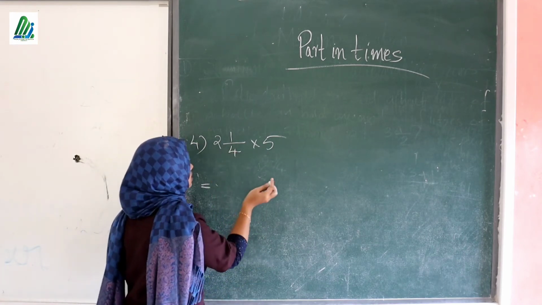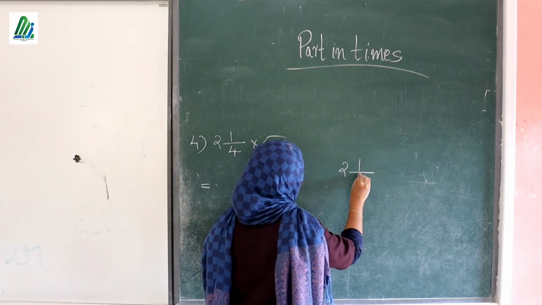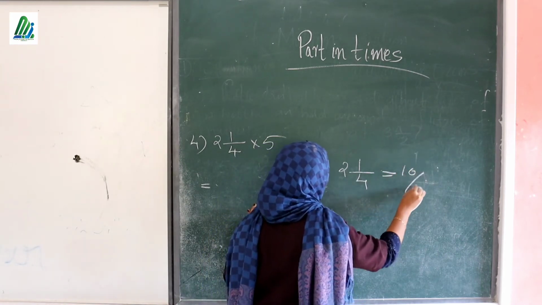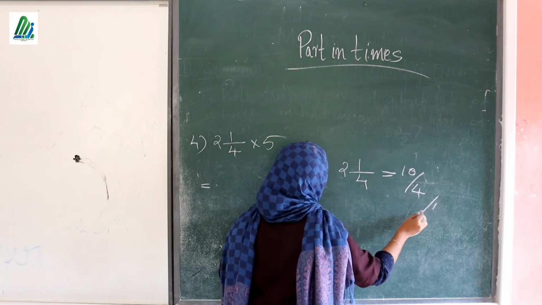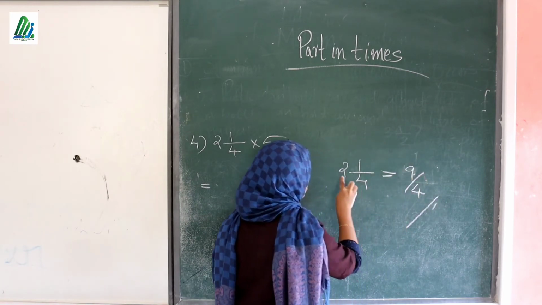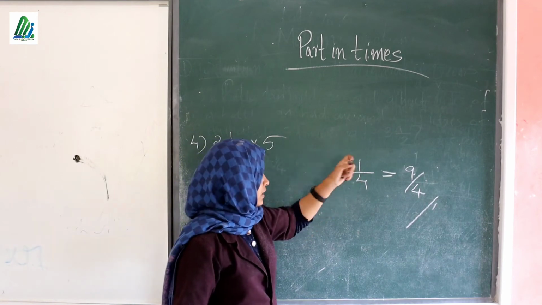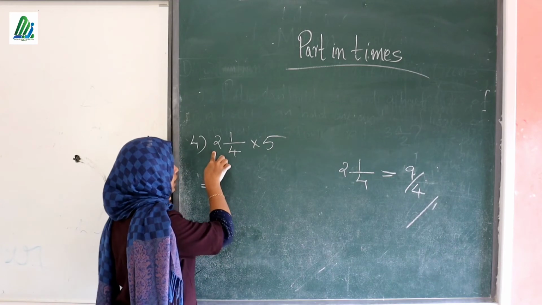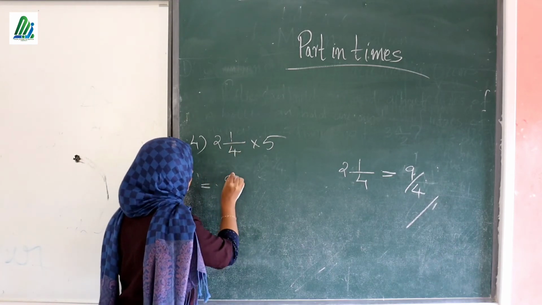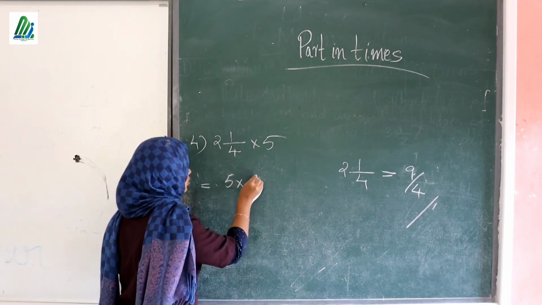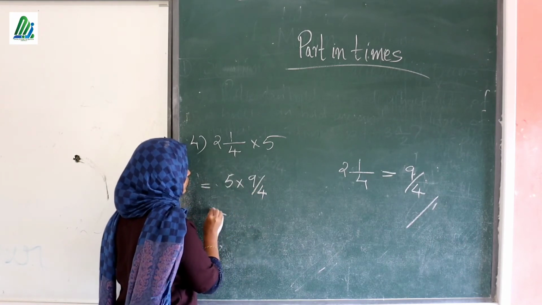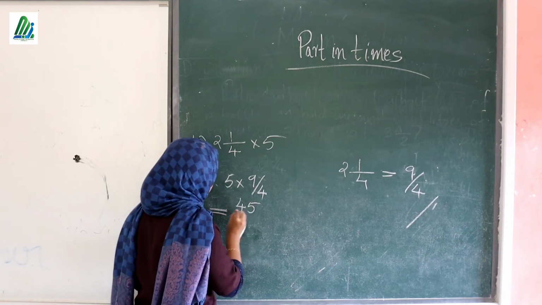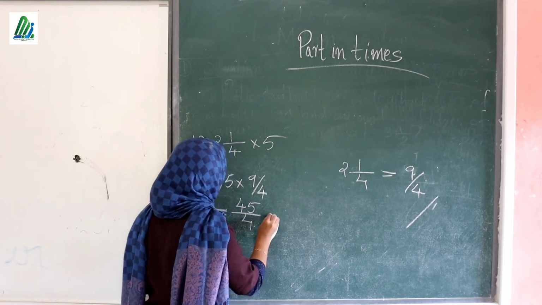Here also we just convert 2 1 by 4. 4 into 2, 8, 8 plus 1, 9 by 4. So here 4 into 2, 8, 8 plus 1, 9 by 4 into 5. 5 into 9 by 4. So 9 into 5, 45 divided by 4.